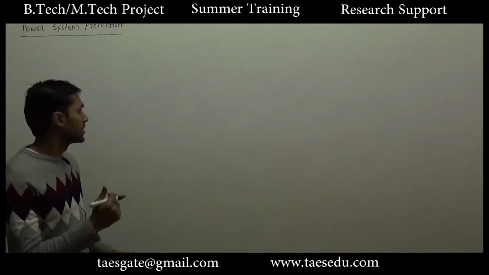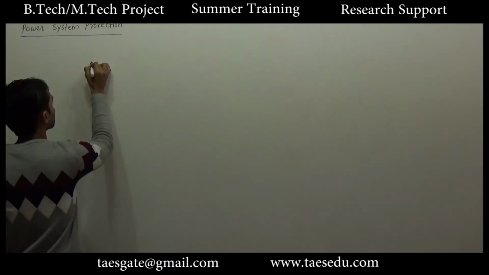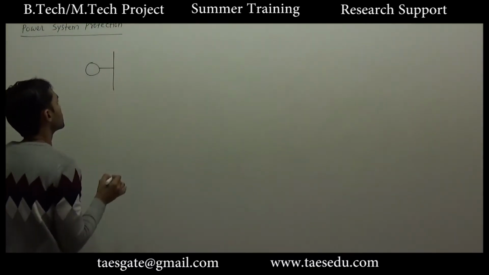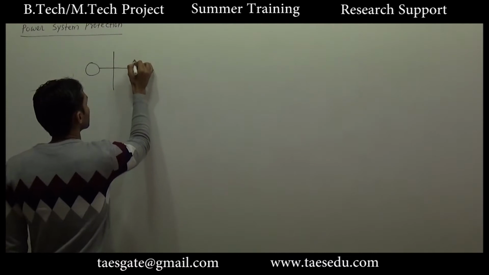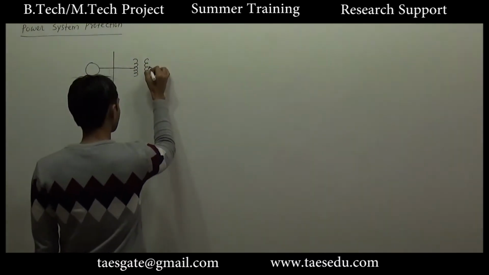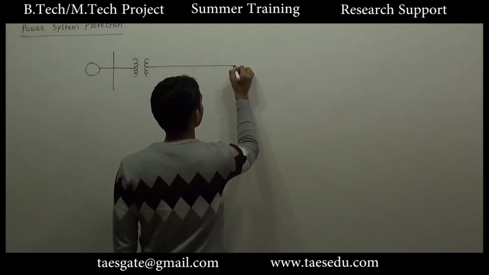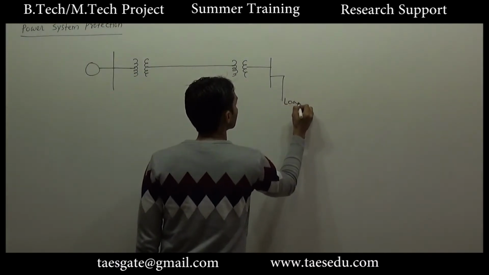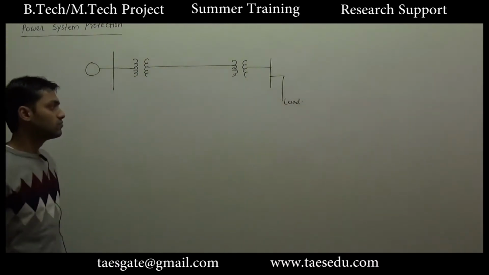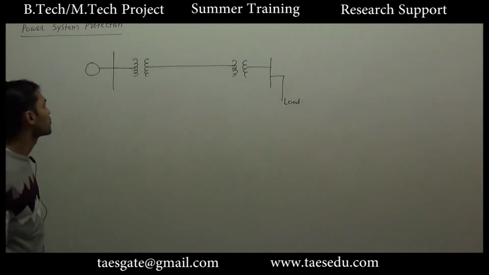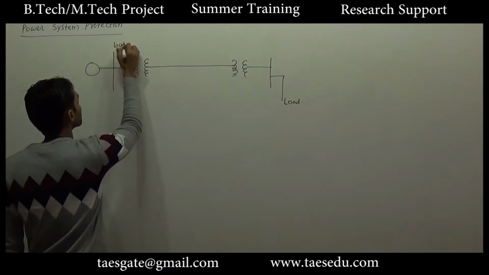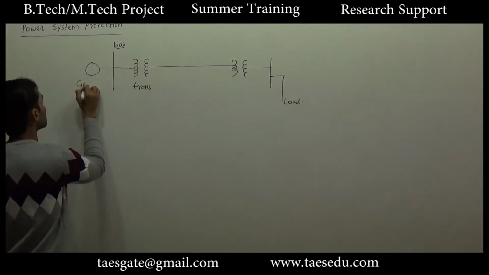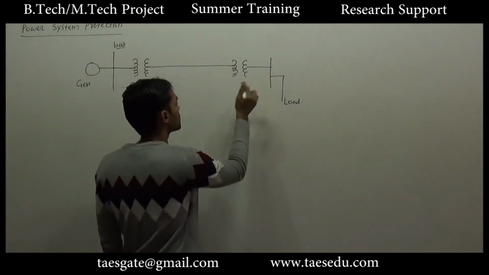Let me draw the single line diagram of a simple power system. Let's say here we have a generator, this is the bus, here we will have a step up transformer, transmission line, then a step down transformer, and here we will have the load. We have to provide protection for the bus, the transformer, this generator, this load bus, and this transformer again.